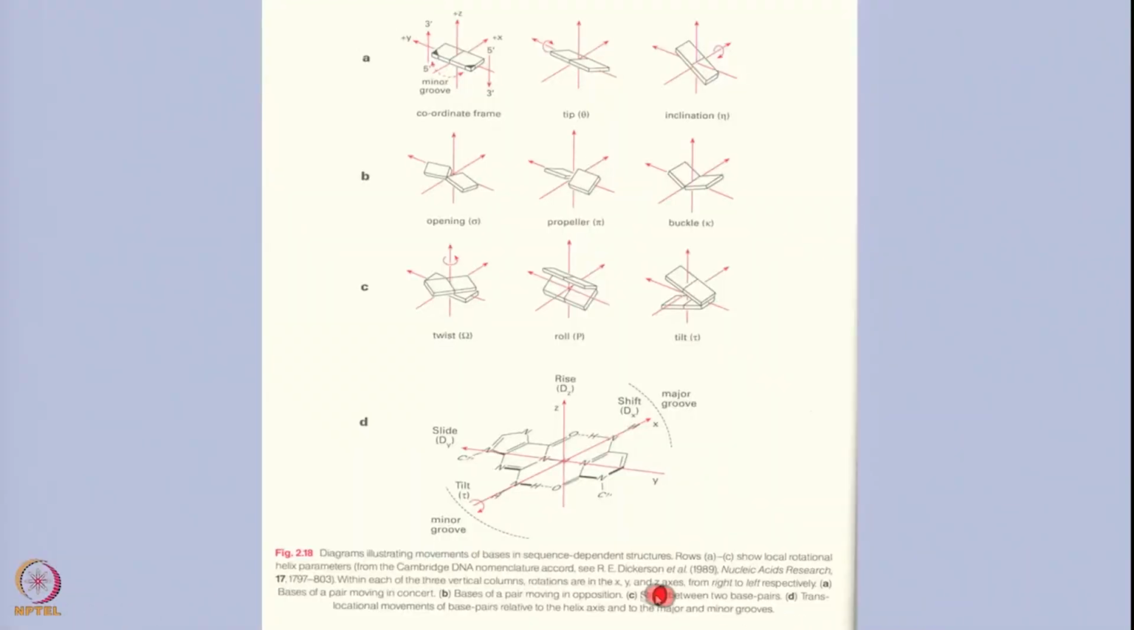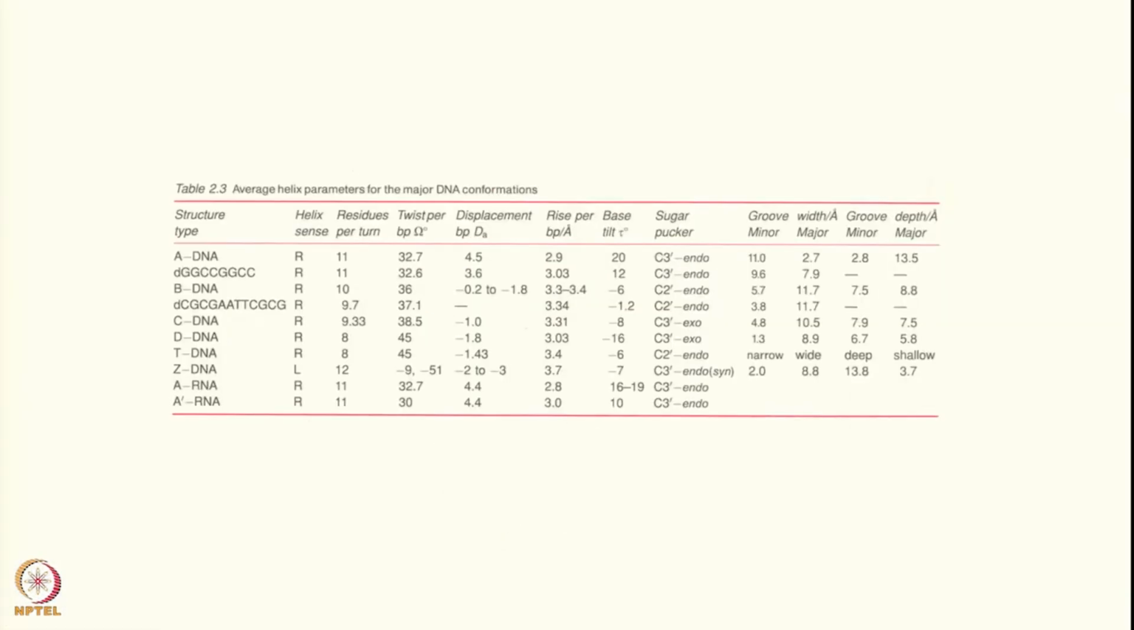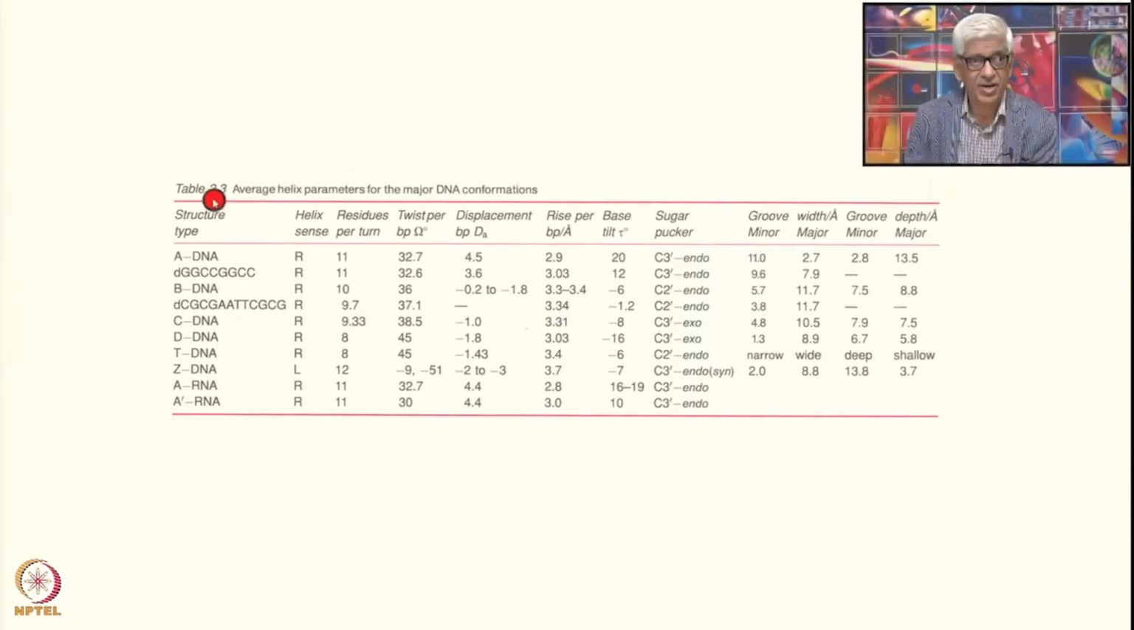All this information has come because one could obtain high resolution structures of small DNA segments, and this is taken from this paper of R. Dickerson, published in 1989. So, this is the description of the individual base pairs here, average helix parameters for the major DNA conformations. Okay, we need not go into the details of these numbers here, but this is a kind of indicator as to what sort of values are there for the different parameters characterizing the DNA structure in the different DNAs.